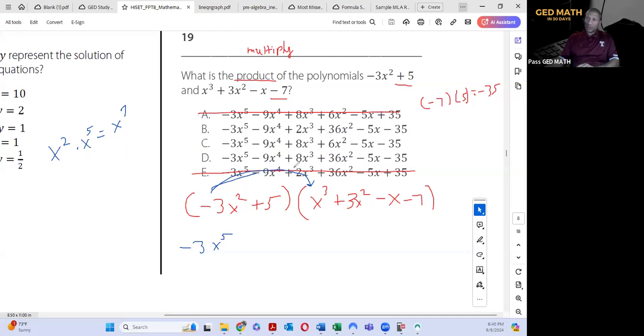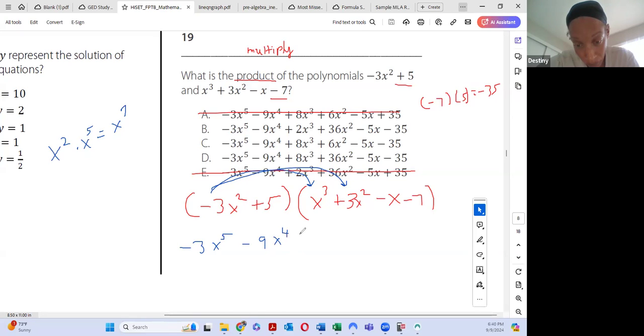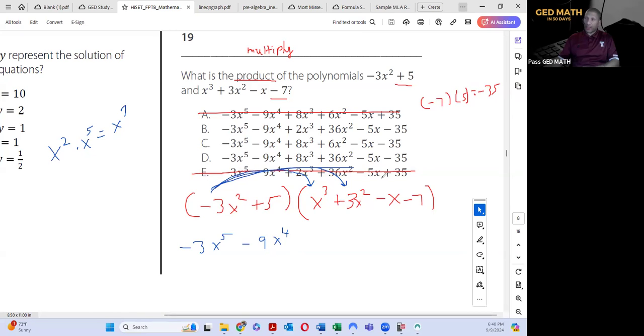Then you multiply this term by the second term. Again, you're multiplying the coefficients first. -3 times +3 is -9. X squared times x squared is x to the 4th because 2 plus 2 is 4. You take this term and multiply it by the third term. Minus 3 times minus 1 is a positive 3. X squared times x is x to the third. Because you don't see a 1 there, you don't see an exponent, it is a 1.